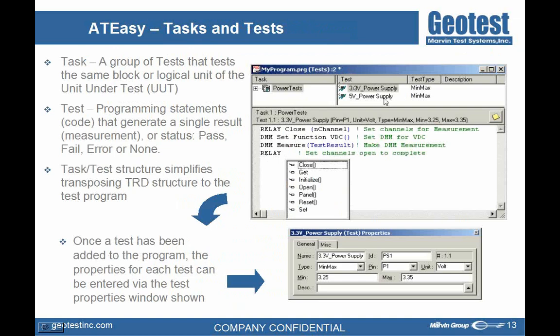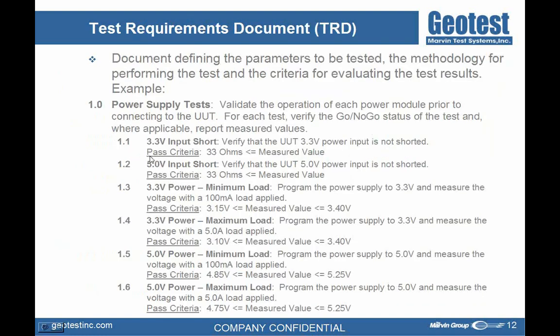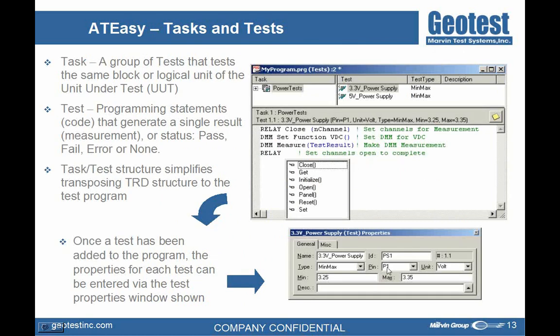And once your individual tests have been added into the program, ATEasy also facilitates adding in the criteria that are used to evaluate the pass-fail conditions. So again, if you go back and look at our TRD, you can see pass criteria. In this case, a measurement of 33 ohms or less, or it may be a measurement of 3.1 volts to 3.4 volts. These are the pass-fail criteria from our TRD, and those can be placed into the properties of each individual test within our application.